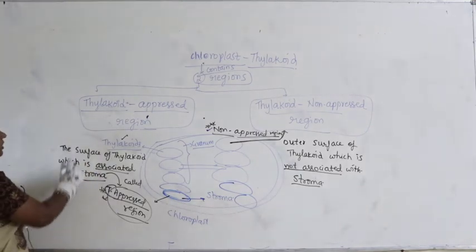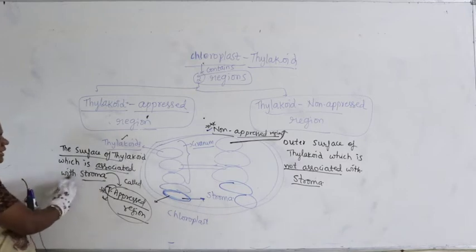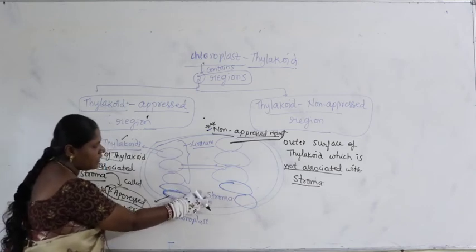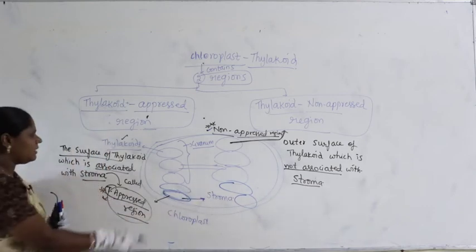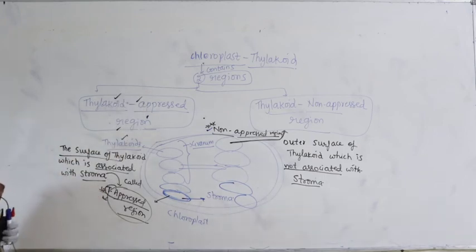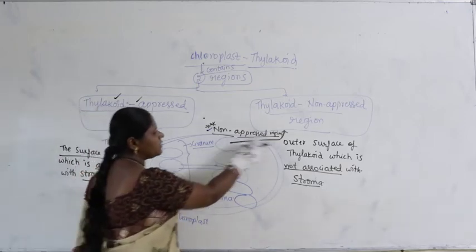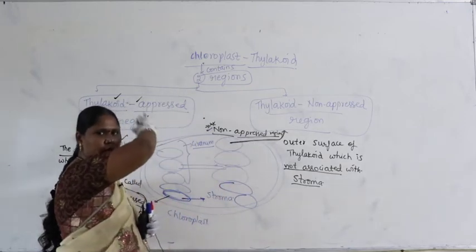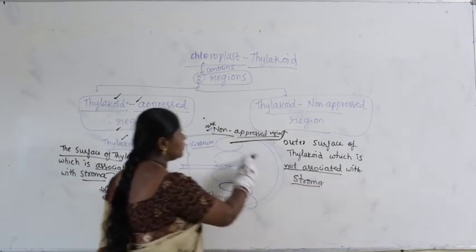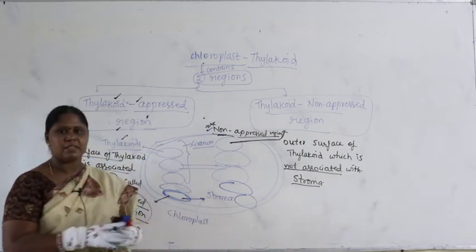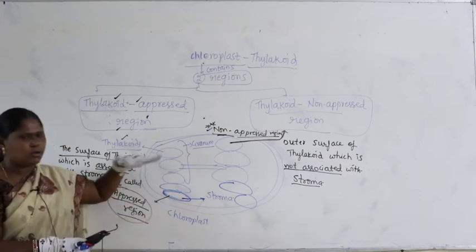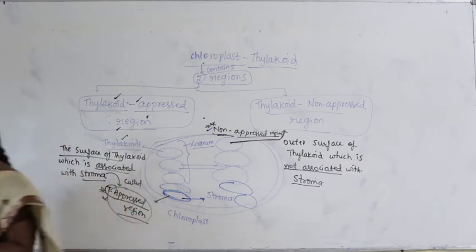I repeat the definition again: the surface of the thylakoid which is associated with the stroma, the lower surface which is coming in contact with the stroma, the place where PS1 is present, is called the thylakoid oppressed region. Then what is the non-oppressed region? The outer surface of the thylakoid which is exposed to the outer side, not in contact with the stroma, is called the non-oppressed region. I know, guys, it is slightly confusing, as we are speaking of the thylakoid lower surface and upper surface. I'll give you clarity, just a minute.